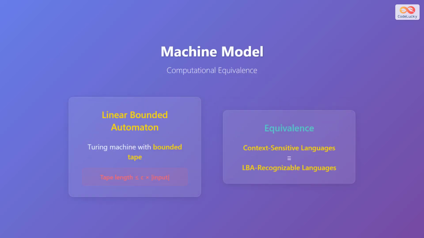The machine model equivalent to context-sensitive languages is the Linear Bounded Automaton. A linear bounded automaton is a Turing machine with a bounded tape, meaning the tape length is less than or equal to C times the absolute value of the input. Therefore, context-sensitive languages are equivalent to LBA recognizable languages.